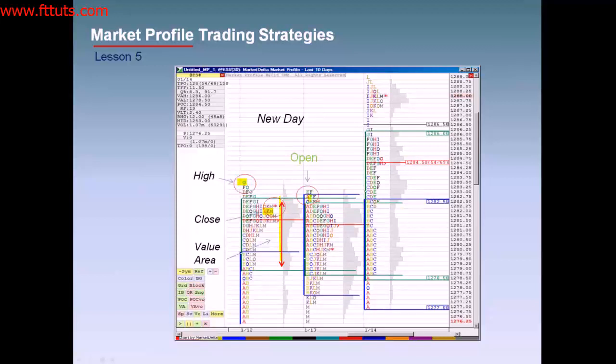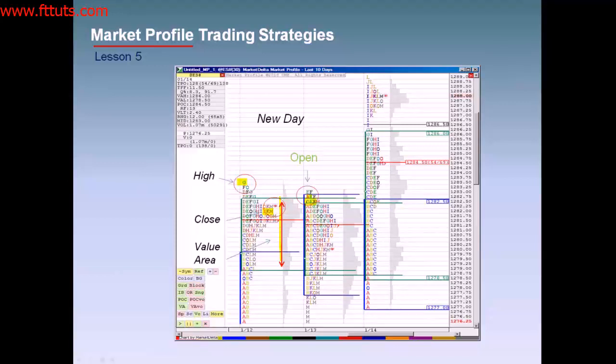Now we open up here. Okay, see the open right here, that little O? And we begin to ask ourselves those same questions that we had on the prior slide. Are we above the close? And the answer is yes. Are we above the high? The answer is no. Are we above the value area? Well, not really. No, we're just below it.